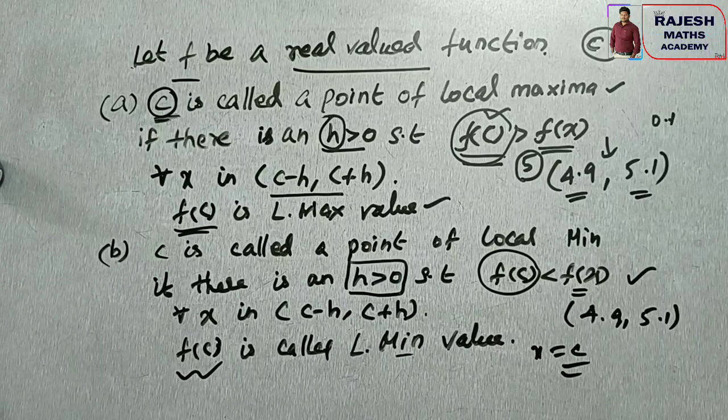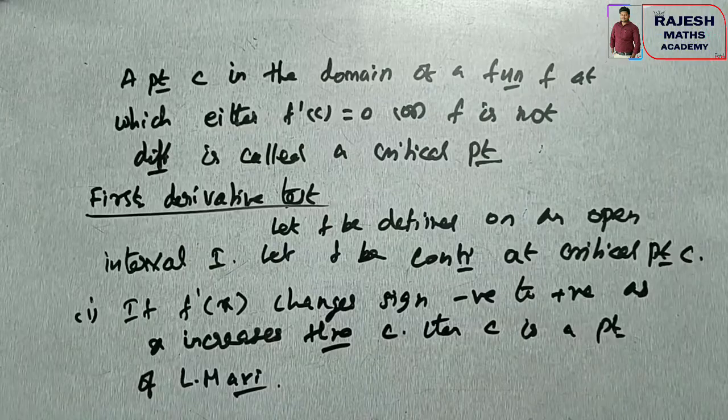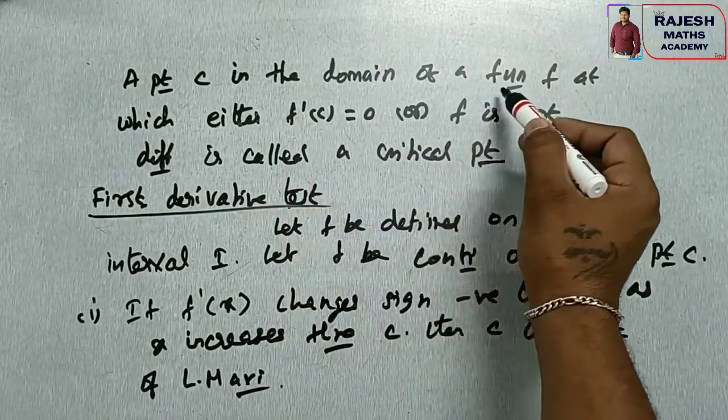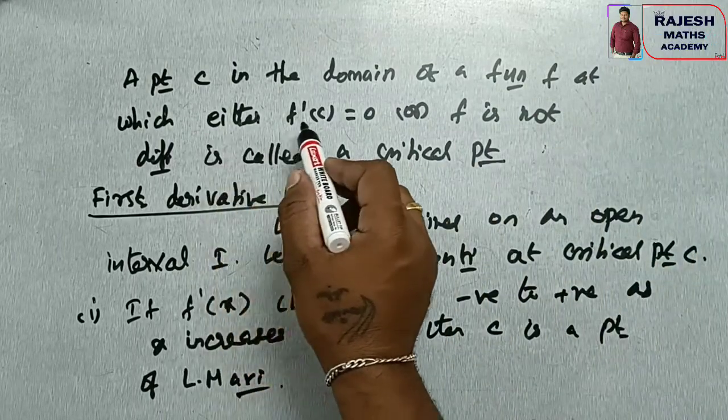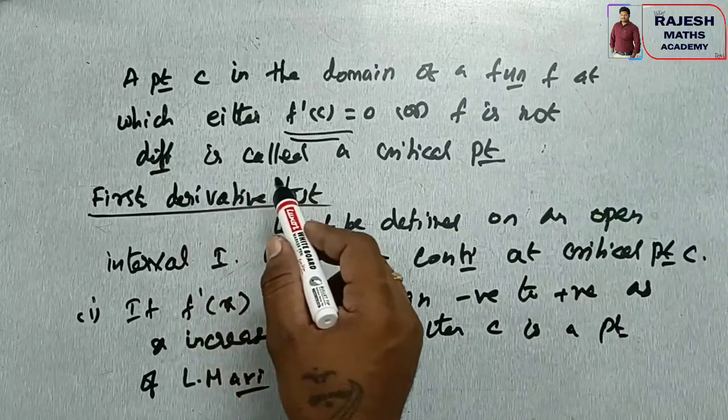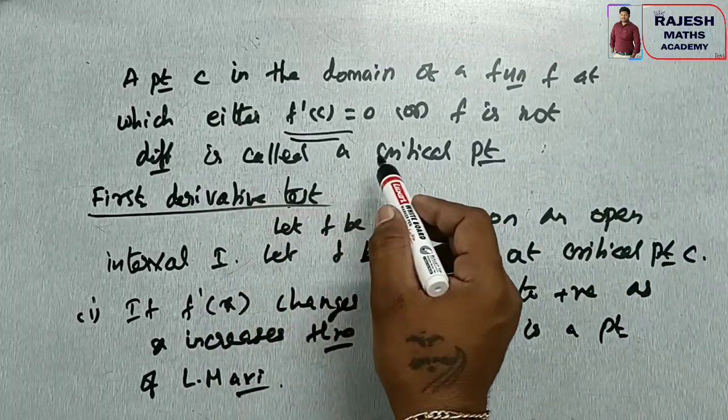Next we will see the definition of critical point, then we will move to the first derivative test. Next definition, critical point. A point C in the domain of a function f at which either f dash of x equals 0 or f is not differentiable is called a critical point.